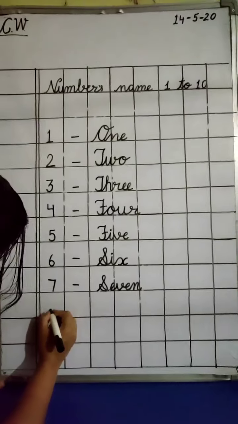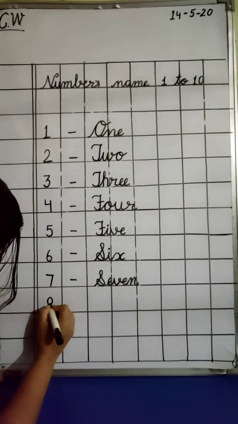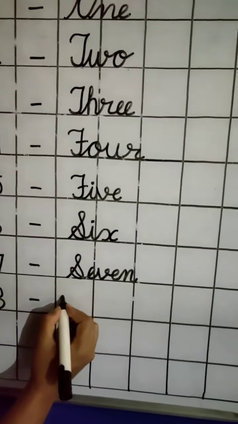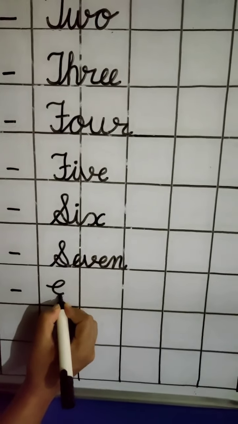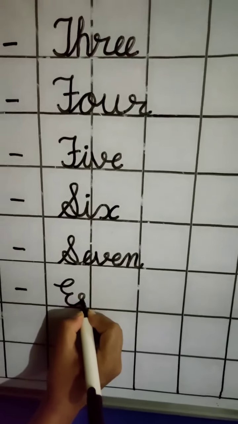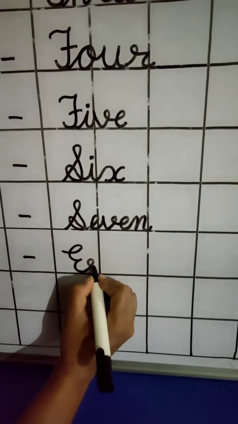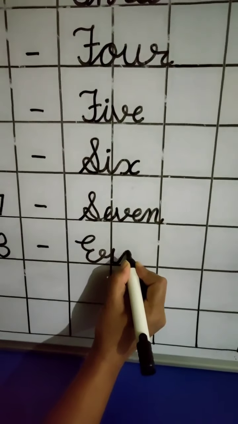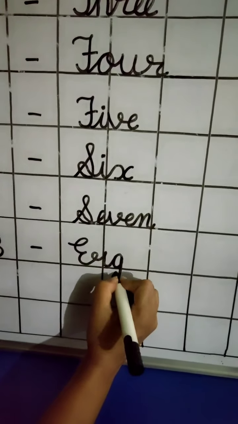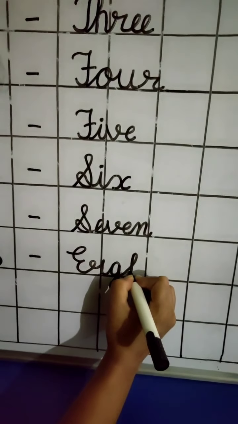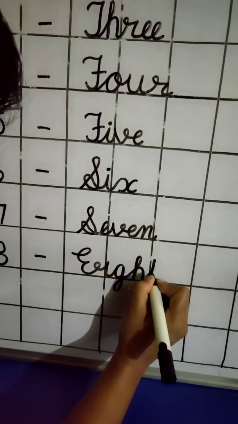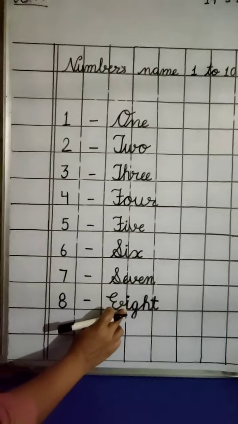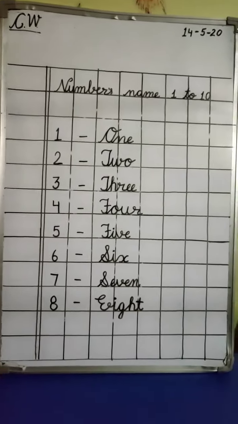Next, 8. And what is the spelling of 8? E. First we will write capital E. First you will complete E. After completing E, I, G, small h, and small t. E I G H T, 8.